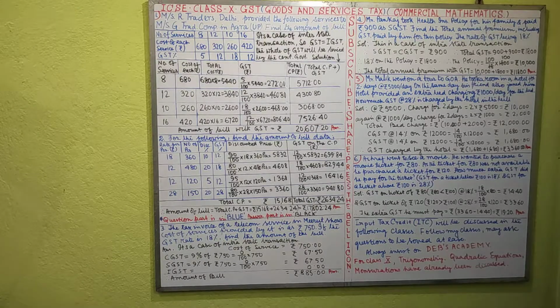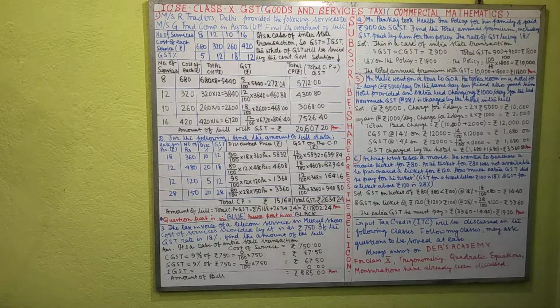Ashraf went to see a movie. He wanted to purchase a movie ticket for rupees 80. As a ticket for rupees 80 was not available, he purchased a ticket for rupees 120. How much extra GST did he pay for the ticket? GST for a ticket below rupees 100 is 18% and GST for a ticket above rupees 100 is 28%.